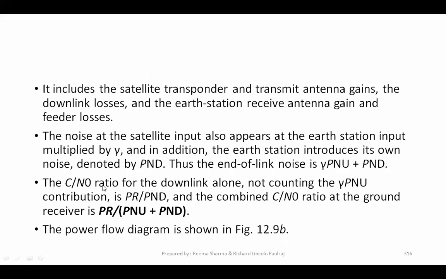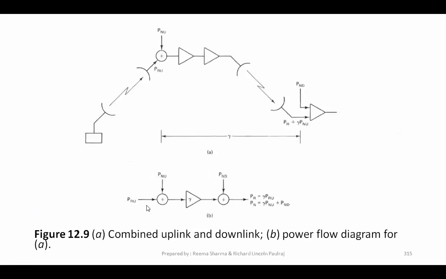So the C by N naught ratio for the downlink alone, not counting just this term, but we have to even consider the noise power with the downlink sequence. The power flow diagram is shown in your diagram B. So all this shows how the signal flows from one point to another, and the components that are involved are also mentioned.